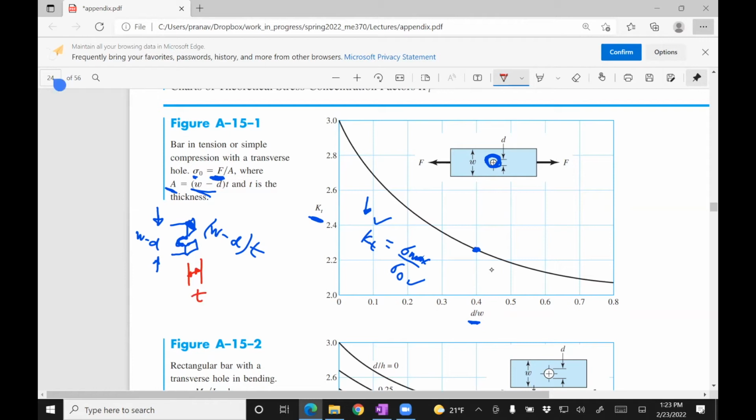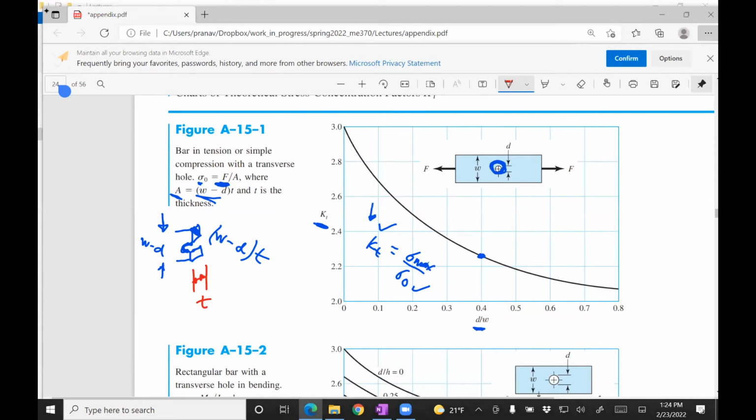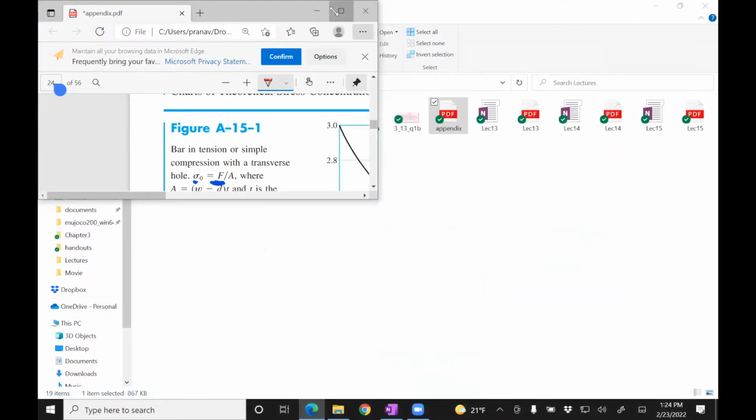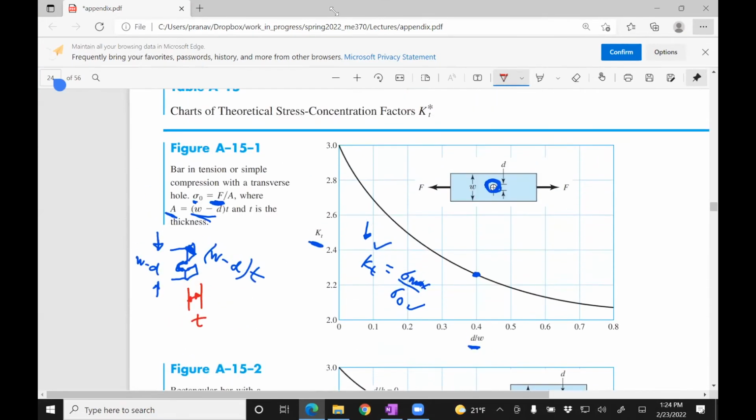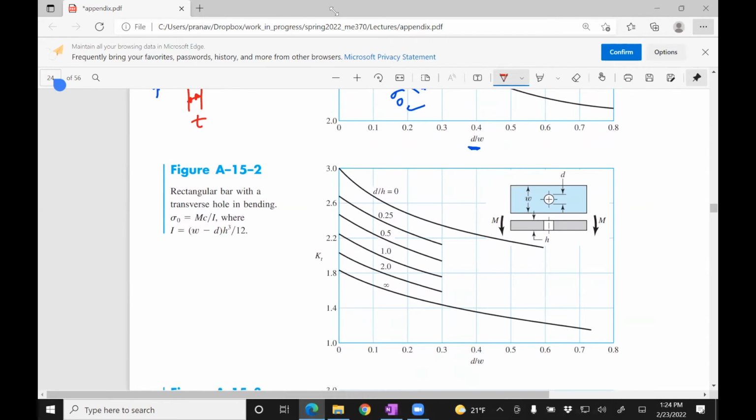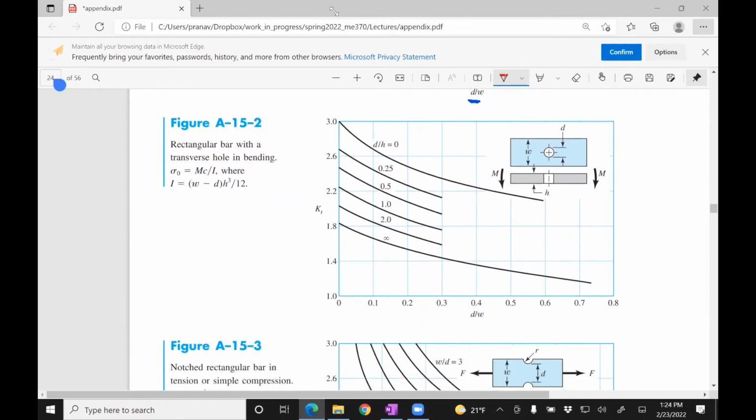This is T. And then this is W minus T. Okay, so there are tables for various things. This is axial loading. If you have the same specimen subjected to a moment, then you'd use that table. So now it not only depends on the ratio of D divided by W, but also depends on the height. In this case, that would be the thickness.